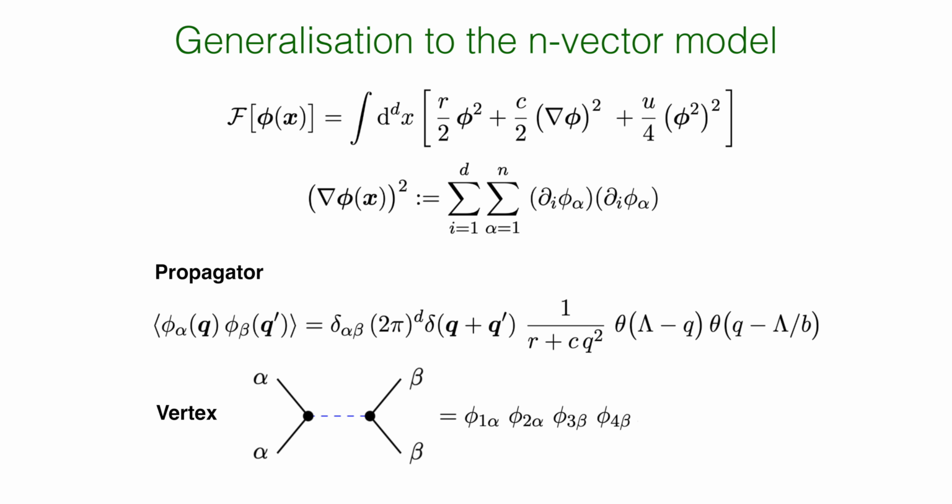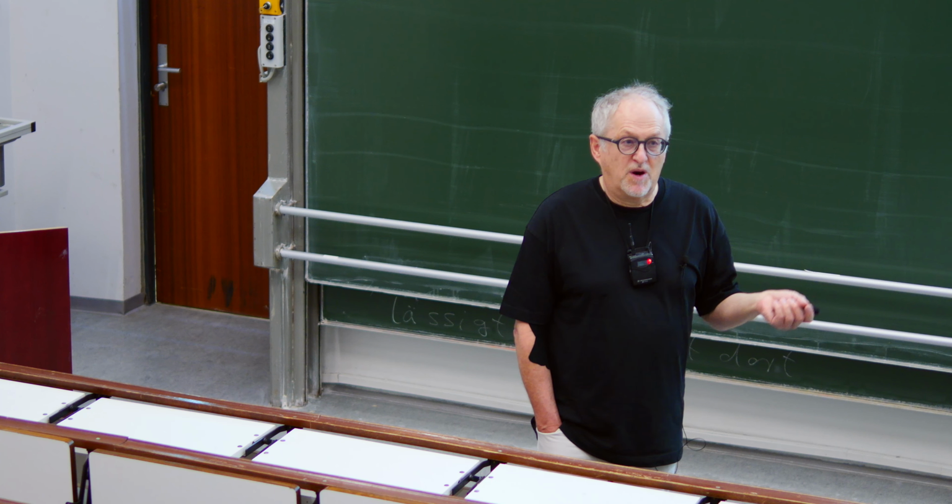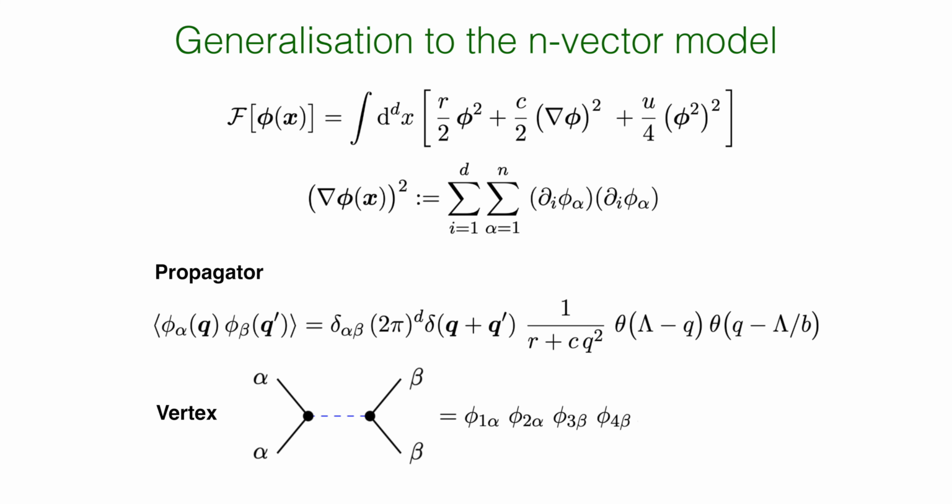So this 2 pi to the power d delta function just means that those correlation functions are non-vanishing only if the momenta are equal and opposite. And that's the new element that we have here: the field theory is diagonal in the indices for the vector components, and therefore we have here a delta alpha beta.